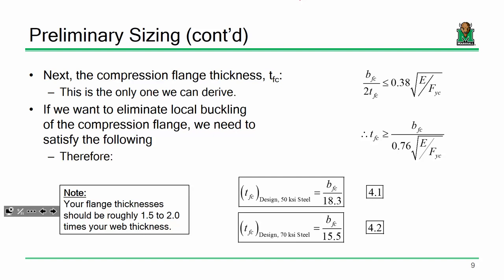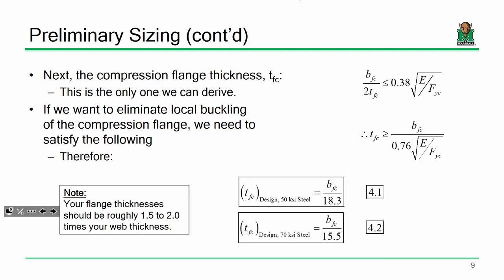So what I'm going to do is use this, and I'm going to say, all right, let's solve for the flange thickness, because that's what I'm trying to figure out, and this is what I get. The 0.76 comes from 2 times that. Now, the nice thing about this is that I can get a flange limit whether or not I'm dealing with 50 KSI steel or 70 KSI steel. So this is sort of rewriting that limit in terms of flange thickness.